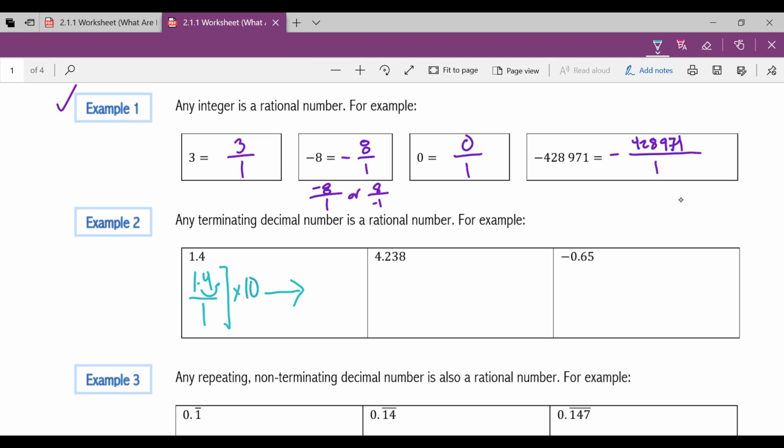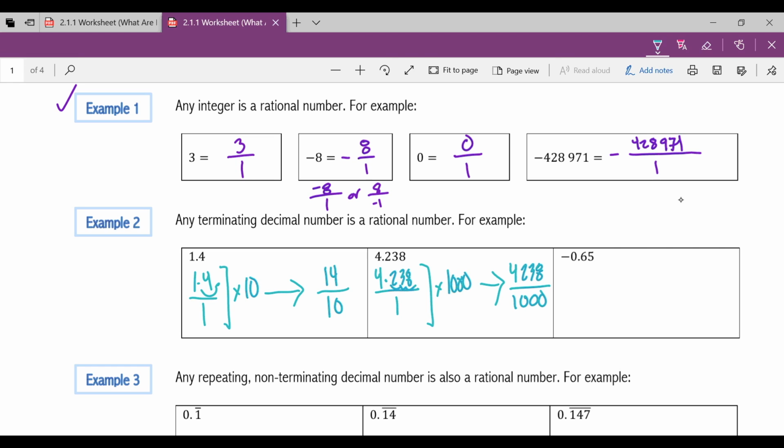So if I multiply 1.4 by 10, I can get 14, and on the bottom, I'm going to get 10. All right? Cool. Okay, how about this next one? Well, let's start off by writing the simple fraction, 4.238 over 1. And I think maybe you'll see very quickly that we need to move the decimal place over 3 times. In other words, we need to multiply by a factor of 1,000. And when we do that, we're going to get 4,238 on the top and 1,000 on the bottom.